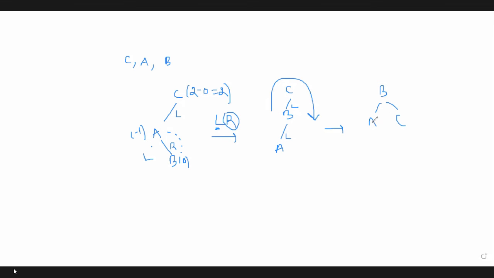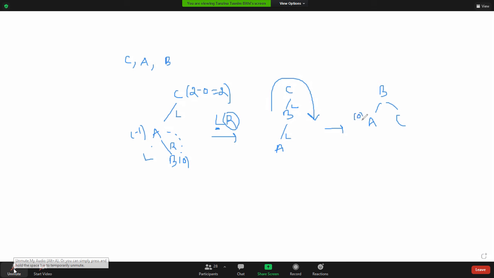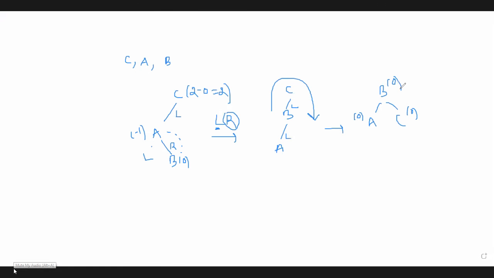Okay, so after applying this rotation, now calculate the balance factor. For A, the balance factor is 0. For C, it's 0. And for B, the balance factor is 0. So this is a balanced tree.